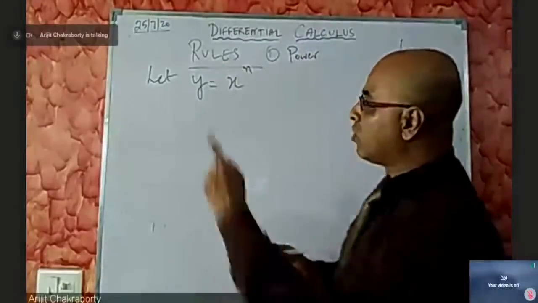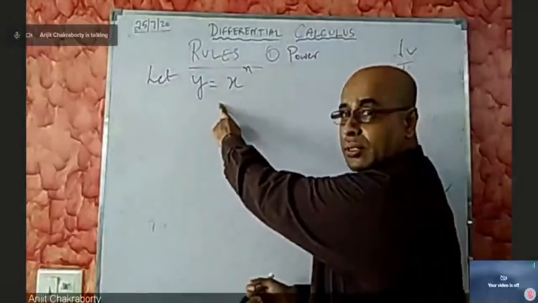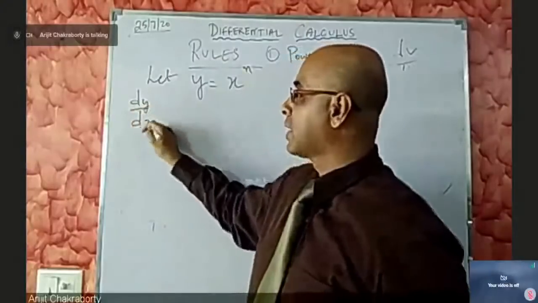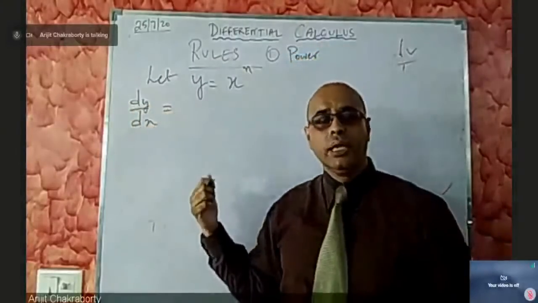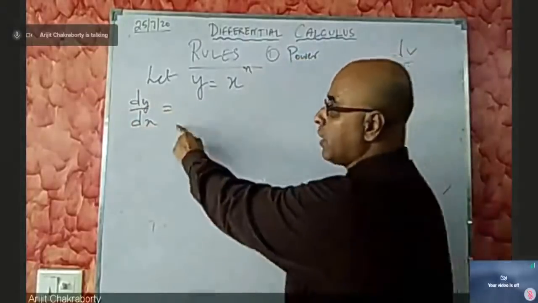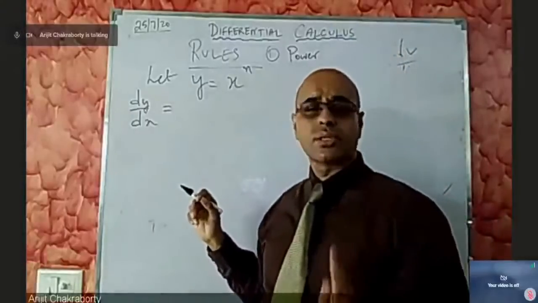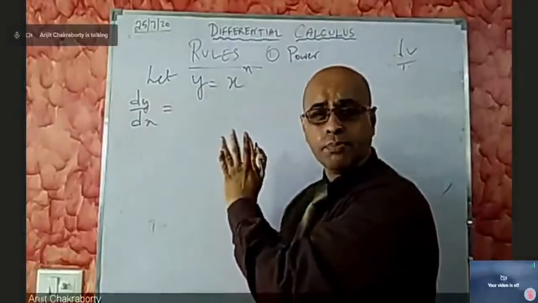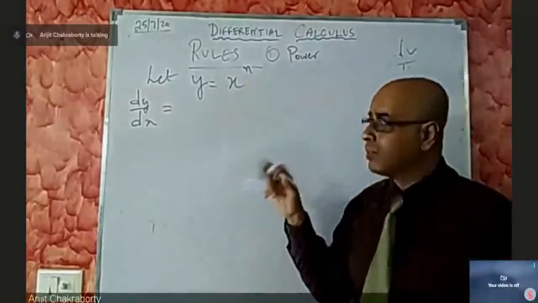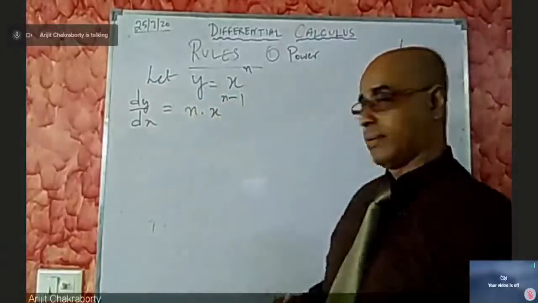Now, if I ask you what will be the differential coefficient of this function, so y is x to the power n. So dy by dx is equal to how much? You have to remember these formulae. There are 6 or 7 important formulae which are part of the exam, part of your syllabus. So x to the power n will become n into x to the power n minus 1.